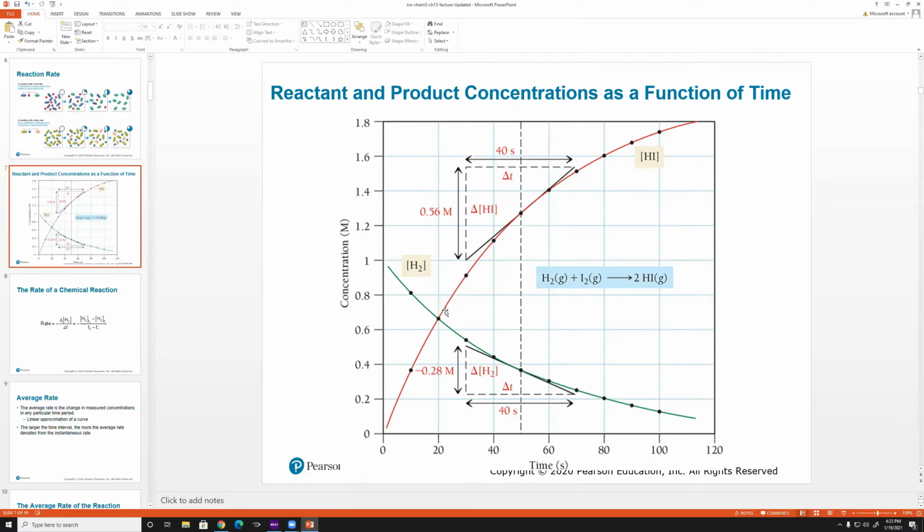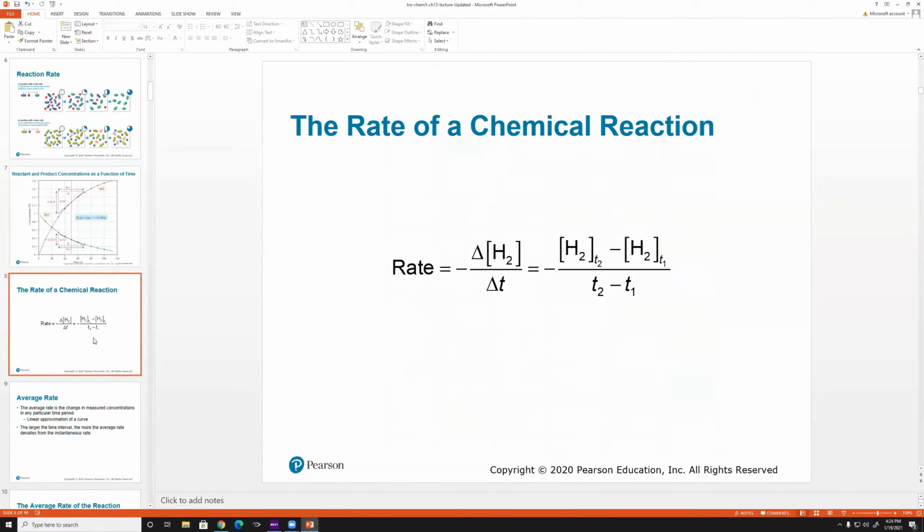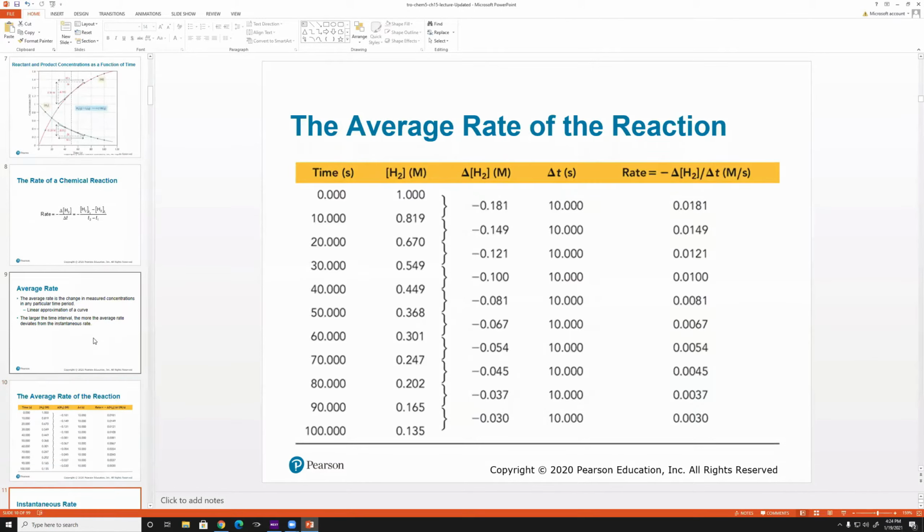But there's a better way to represent this rate because, look, it's constantly changing over time. And that's based on what order of a reaction it is. So we can talk about that more in a few slides.